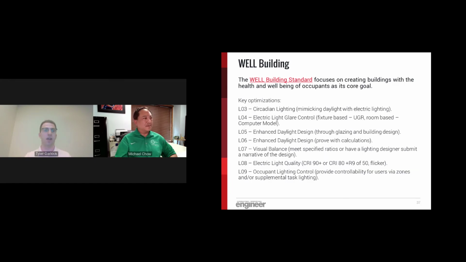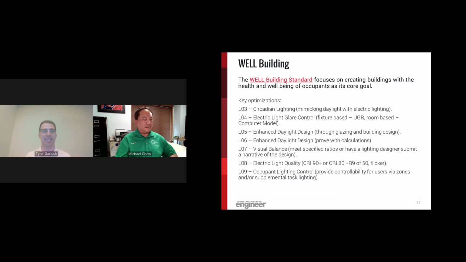So continuing, on top of those 2 requirements, they offer 7 other optimizations, as they're called, that you can add on top of that to really give you a better accreditation from WELL Building. L03 is circadian lighting, so that's mimicking daylight with electric lighting. L04 is electric light glare control, which is fixture based. So there's fixture based, which is using the UGR, and room based, which is using a computer model to prove that you are having that glare control.